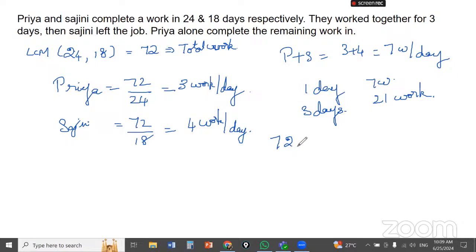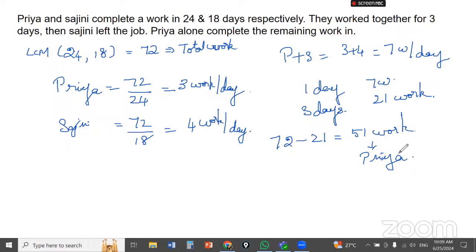No, 20 days is not the answer, Arjun. Yeah. So the remaining work is 72 minus 21. This 51 work is remaining. This remaining 51 work has to be done by Priya. Priya has to complete 51 works. Now she can complete 3 works in one day. So to complete these 51 works, how many days does she require? The question is the number of days required to complete this work.